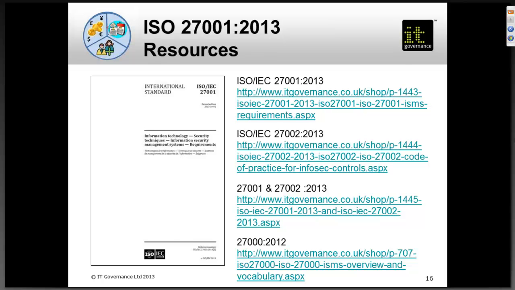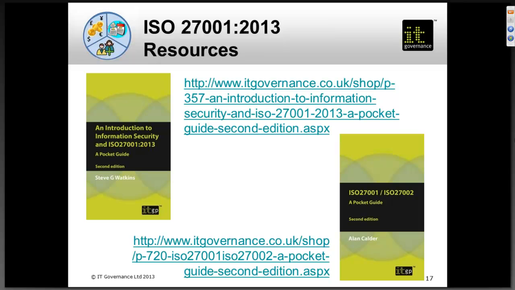There's also, if the standards aren't your thing, and you'd like a slightly briefer, easier read, pocket guides and numerous books and other tools that have been in existence for some time, readily available in the updated version for 2013. So here on the screen you've got an example of the Introduction to Information Security in 27001 and pocket guide, and Alan Calder's pocket guide for 27001 and 2, an introduction to the format and structure of those standards.